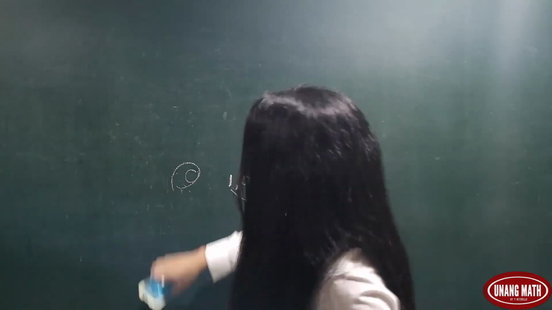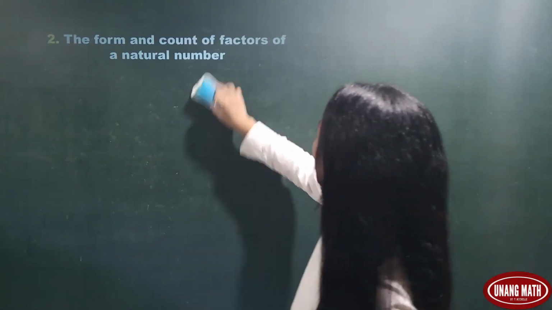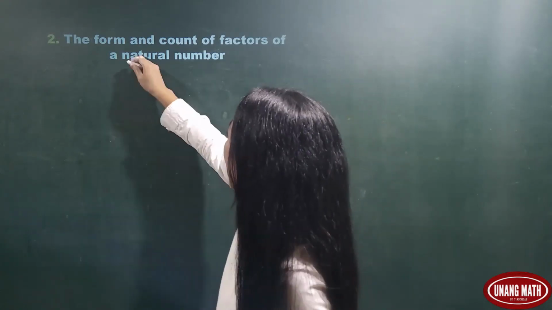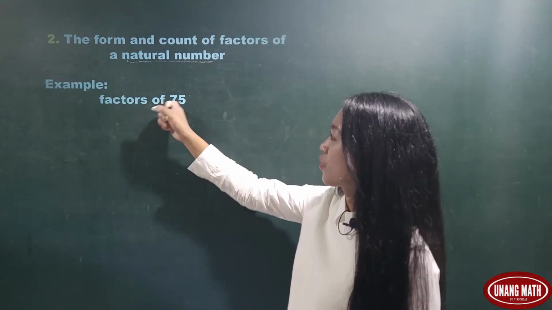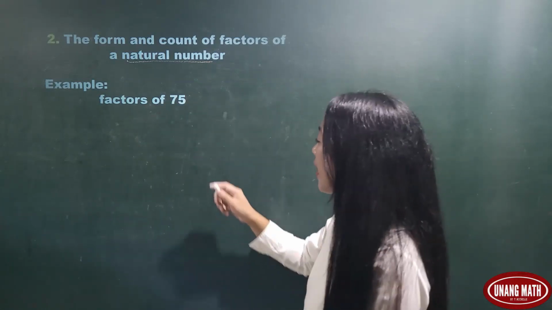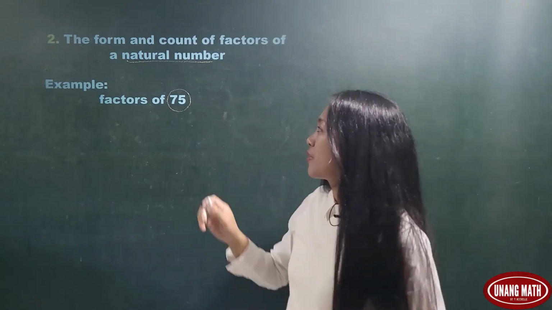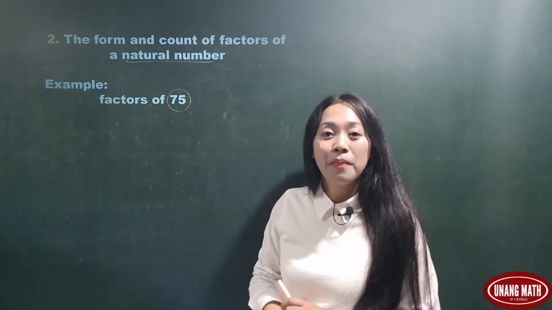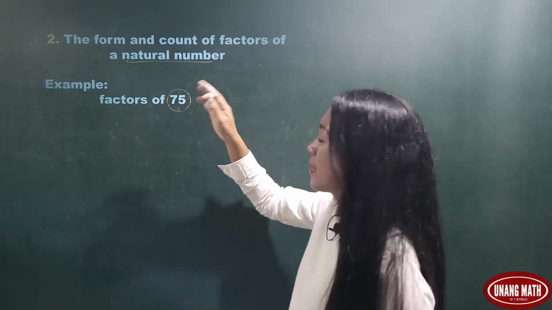Let's have the second form of number. This time, the form and count of factors of a natural number. Example: what are the factors of 75? Some of you can easily list all the factors of 75, but some cannot. 75 is a big number.